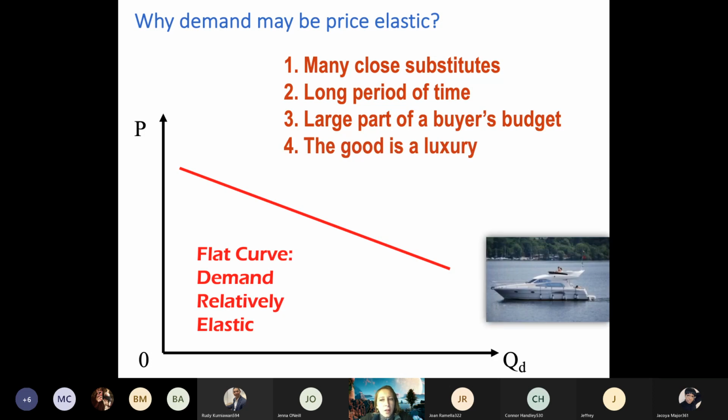One good is a luxury. Supposedly, you can argue that people are more sensitive to the price versus the necessity, which would be milk and bread. I'm not exactly sure about that. So luxury and necessity are defined in terms of income elasticity, really. Maybe that's true, but I also find myself quite price sensitive with respect to necessities.